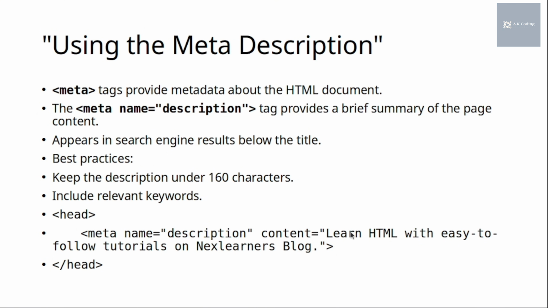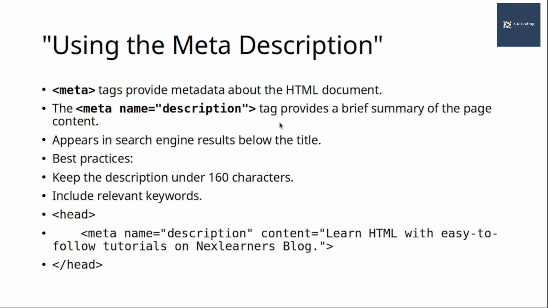And the second one is using the meta description. What is a meta tag? We can see meta tags in our HTML when we structure the essential tags using emmet. Meta tags provide metadata about the HTML document, which means the meta provides information about what the website document is actually about. The meta has a name attribute, which is description, and this tag provides a brief summary of the web page content.